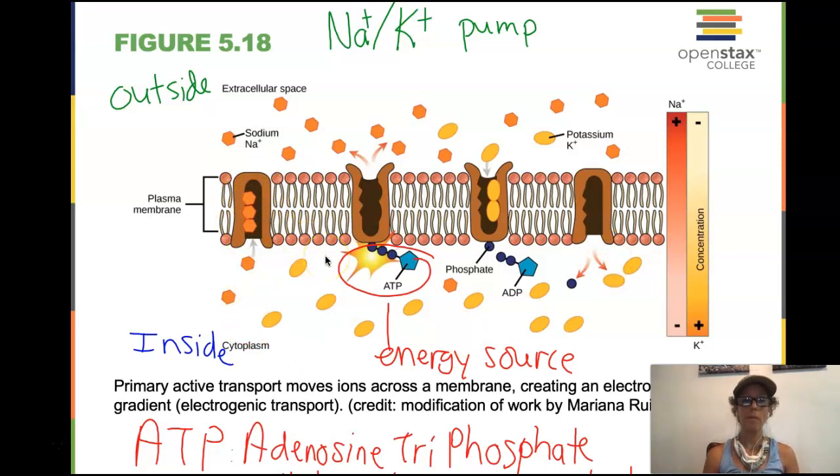This is called primary active transport because we are directly using that energy from ATP to move sodium ions out and to bring potassium ions into our cell, constantly maintaining this unequal distribution across the membrane of both of those ions.